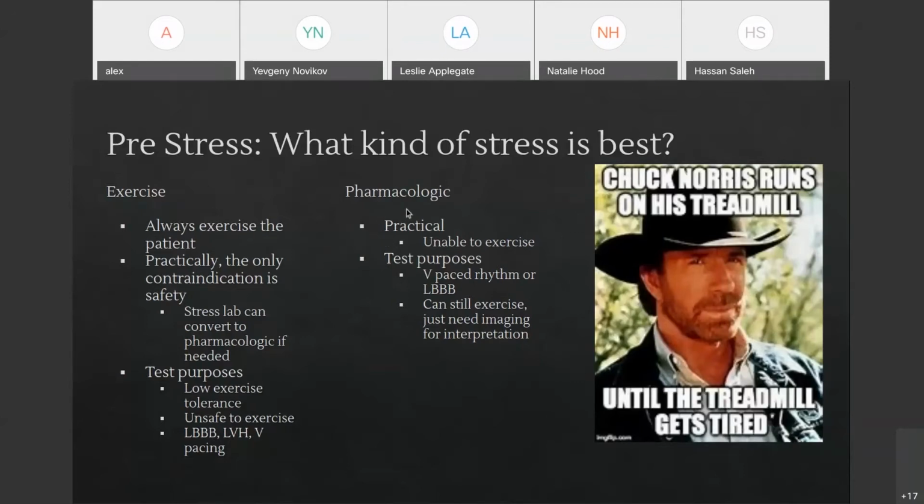As far as pharmacological stress tests, practically, again, the only reason to do them is if people are unable to exercise or you need to do an alternative imaging method for a different reason, which again we'll get into later. And then for test purposes, if they're V-paced or have a left bundle or LVH, that's when you head for pharmacologic, and you need to use imaging in those people as well. Oh, which I have right there. So they can still exercise, you just have to get imaging of some kind so you can actually interpret for ischemia.